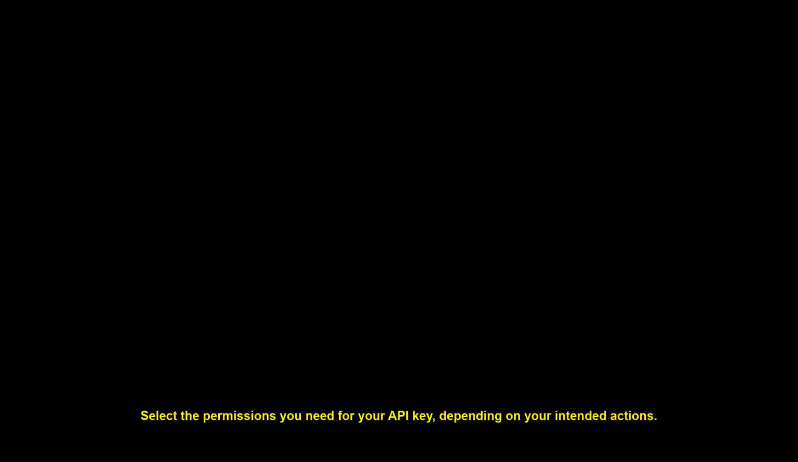Select the permissions you need for your API key, depending on your intended actions. Once you've set the permissions, click Create API Key to generate your token. Make sure to save your API secret in a secure location, as you won't be able to view it again. Your API key and secret will now be displayed in the API management section.